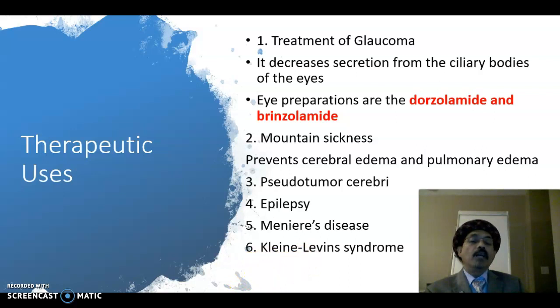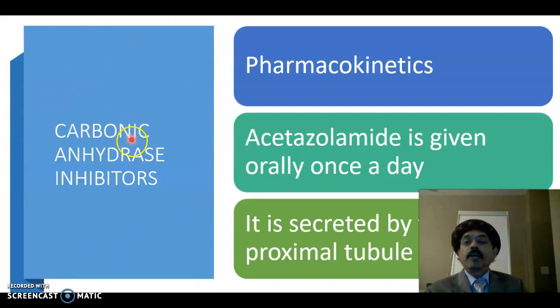Also, we can add one more, number 7, sleep apnea. People may have respiratory distress during sleep. That is also managed by means of acetazolamide or other carbonic anhydrase inhibitors. Okay, so pharmacokinetics: it is given orally. It has a long half-life. It is secreted by the proximal convoluted tubule of the kidney.